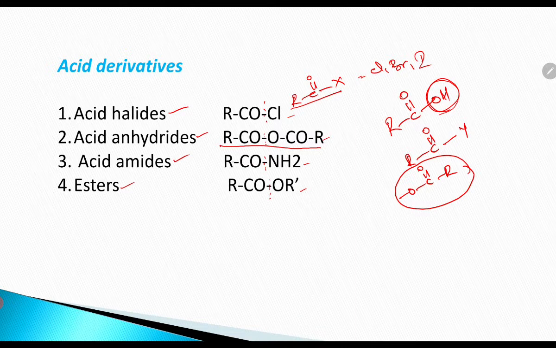So if the carboxylic acid OH group is replaced by the OCOR group, then they are called acid anhydrides. If the OH group of the carboxylic acid is replaced by the NH2 group, they are called acid amides. The general formula is RCONH2. If the OH group of the carboxylic acid is replaced by the OR alkoxy group, then they are called esters. The general formula is RC double bond O OR dash. Let us see each one by one.